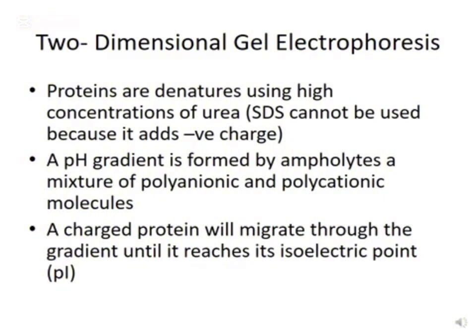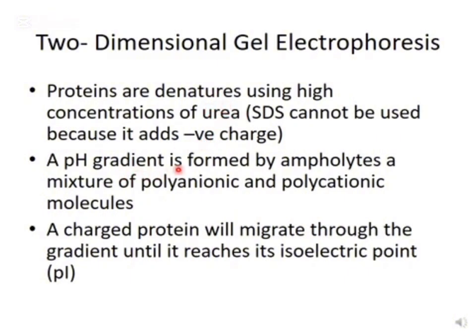So in two-dimensional gel electrophoresis, proteins are denatured, but they are denatured in urea because, as I mentioned earlier, SDS adds a negative charge. But since we want to separate the proteins based on their charge, we cannot eliminate that charge. So we need another denaturant to eliminate the effect of shape. In this case, urea is used.